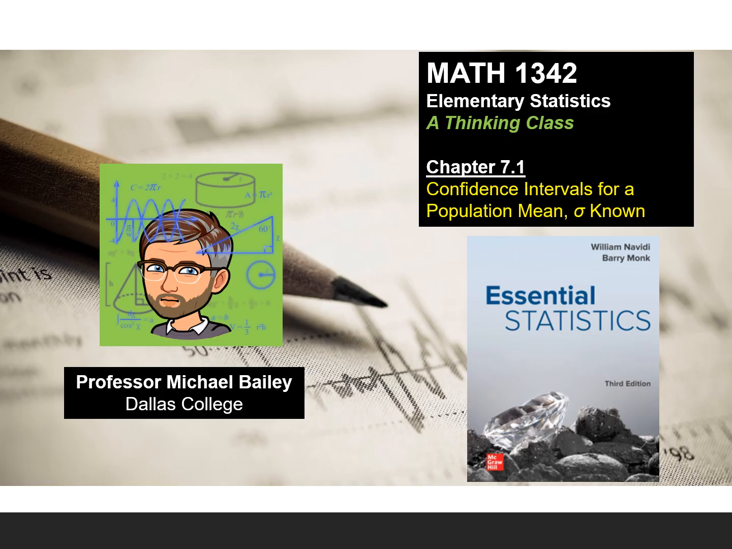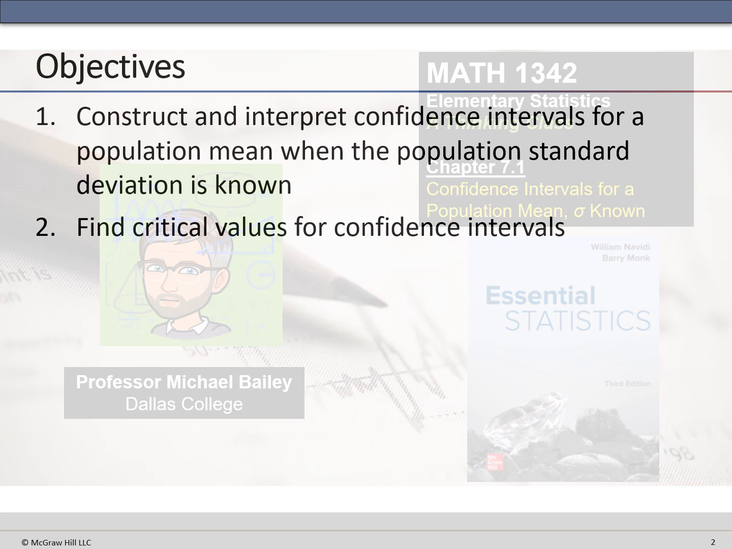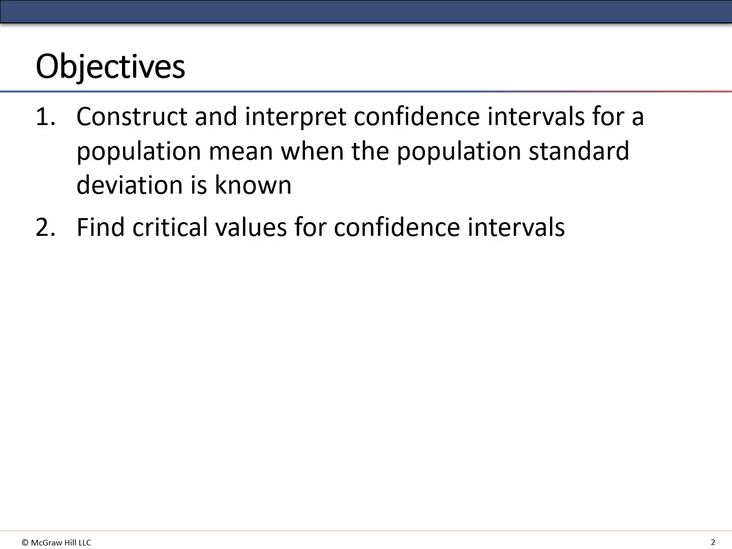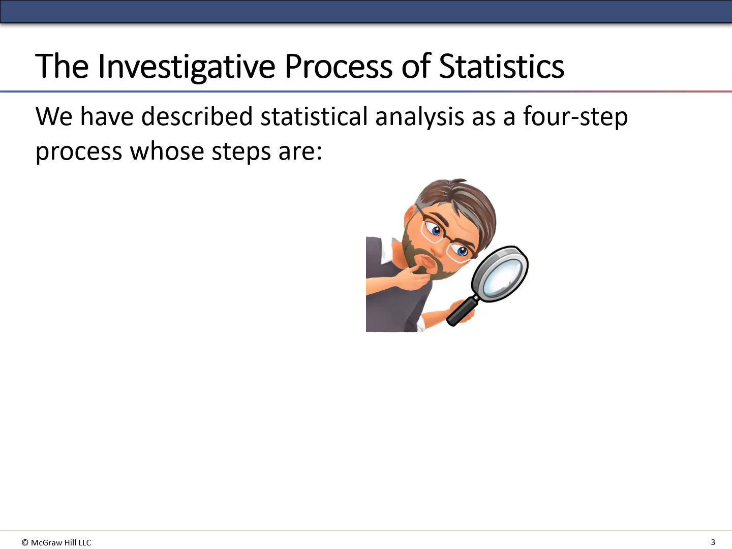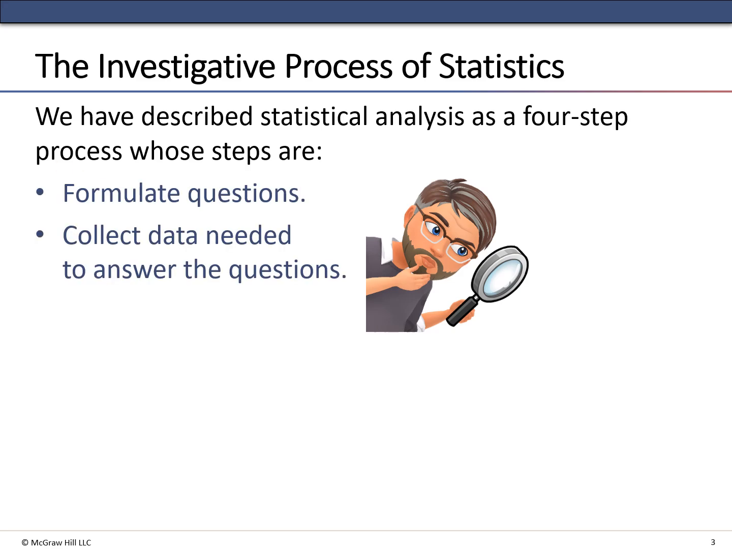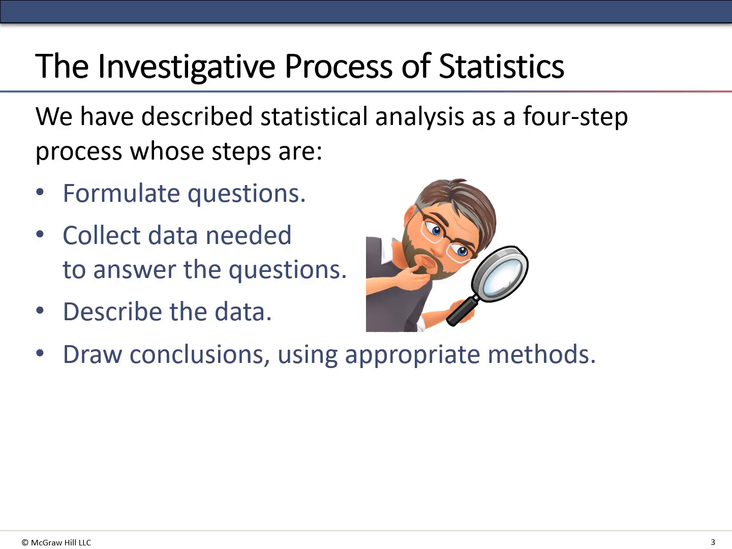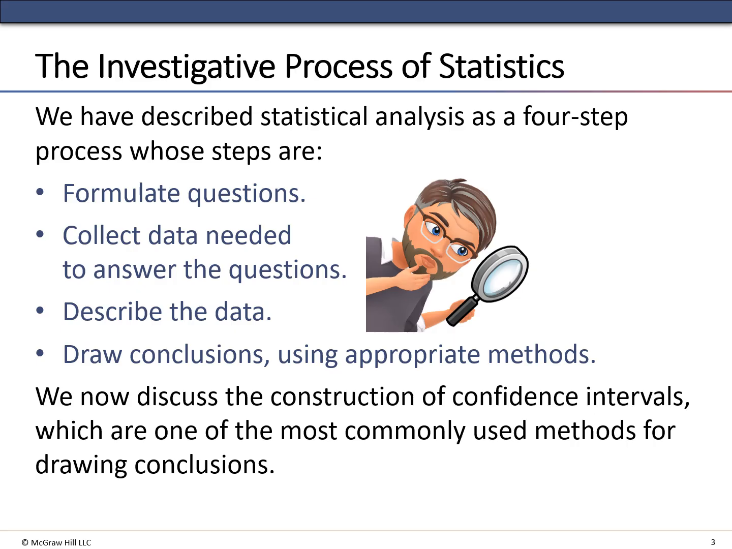We're looking at Chapter 7.1, Confidence Intervals for a Population Mean. We have described statistical analysis as a four-step process whose steps are to formulate questions, collect data needed to answer the question, describe the data, and then draw conclusions using the appropriate methods. We now discuss the construction of what's called confidence intervals, which are the most commonly used methods for drawing conclusions.